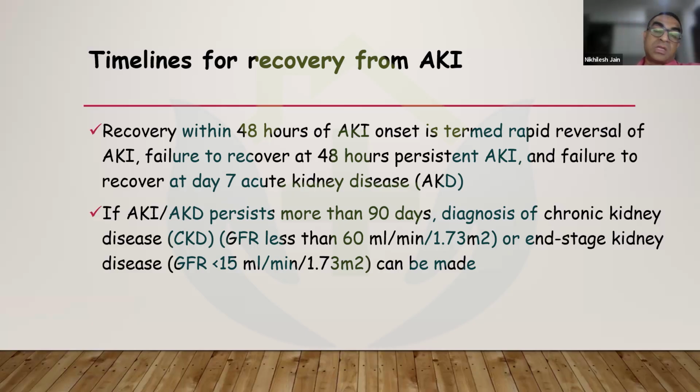Now, if acute kidney injury or acute kidney disease persists for more than 90 days, then you can make a diagnosis of chronic kidney disease or end-stage kidney disease. Chronic kidney disease is defined by a GFR of less than 16 mL per minute per square meter of body surface area, whereas for end-stage kidney disease, the cutoff is less than 15 mL per minute per square meter of body surface area.